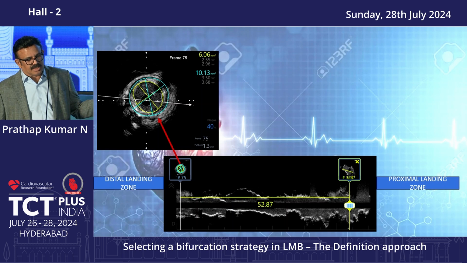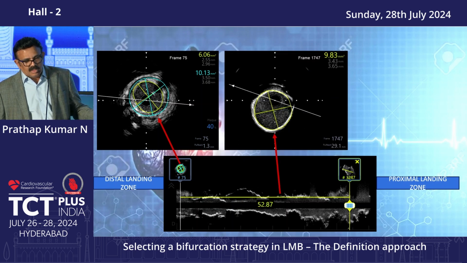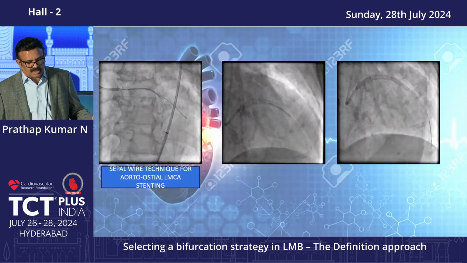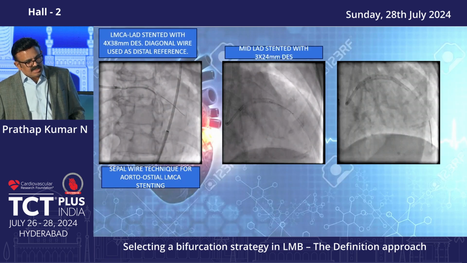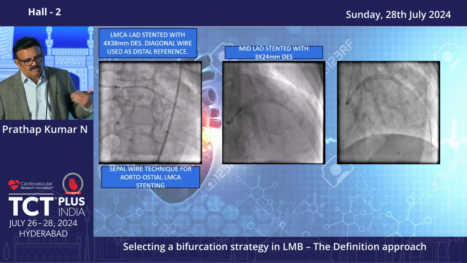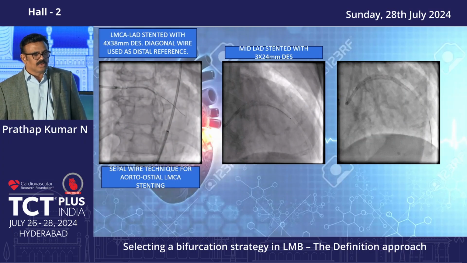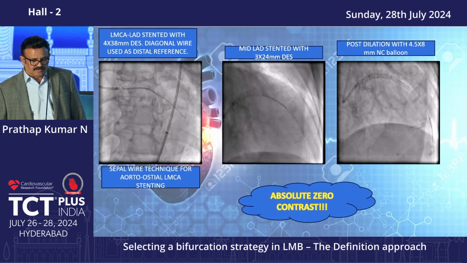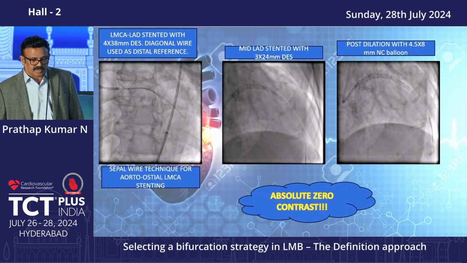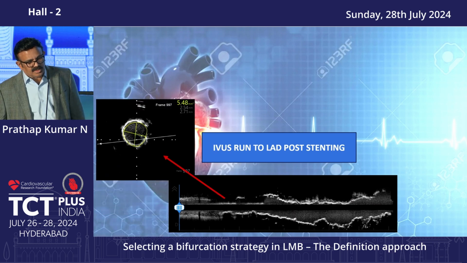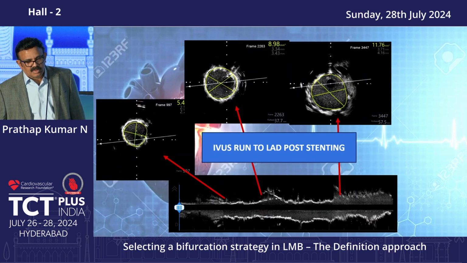This was the distal landing zone I understood. So I decided to take a proximal landing zone. 5.2 millimeter is a stent size. Sepal wire I put for the aorto-ostial LMCA. I could not take a contrast. 4 into 38, 3 into 24 stent. Post dilatation with a 4.8, absolute zero contrast. I was run to LAD. We identified the area; we got like this.